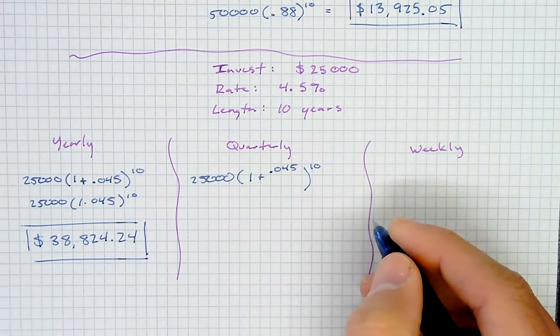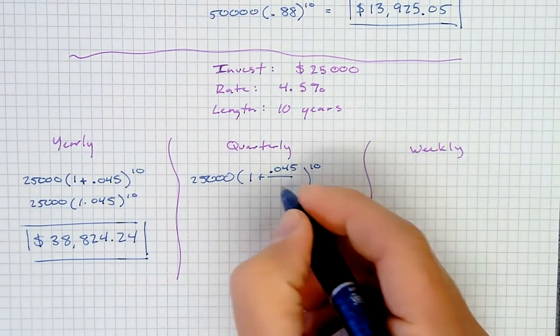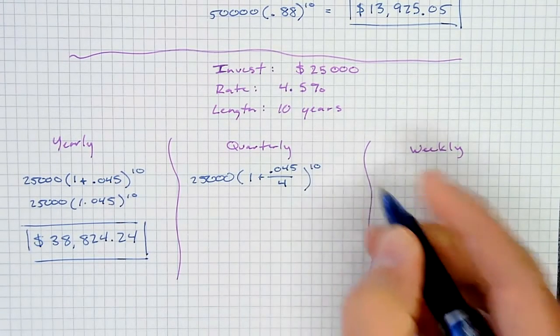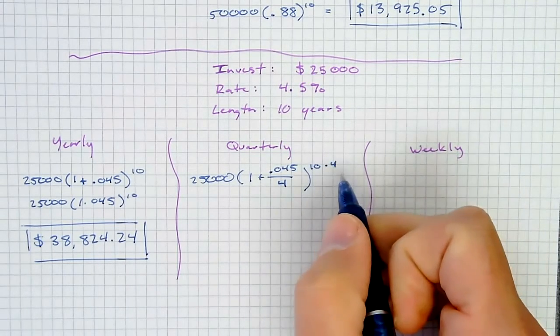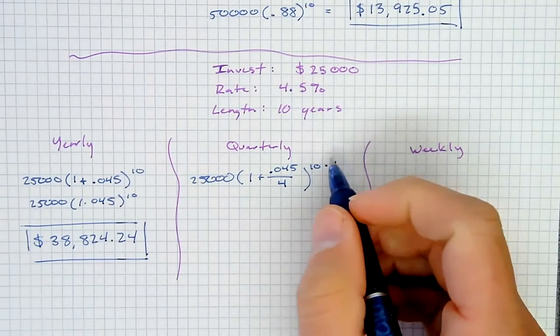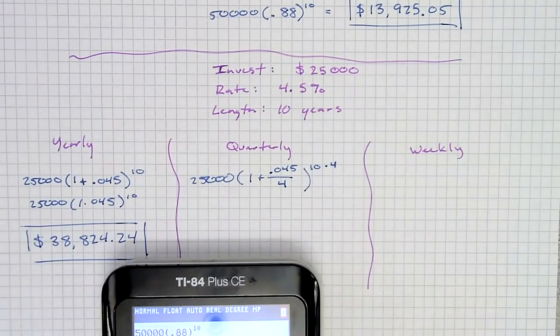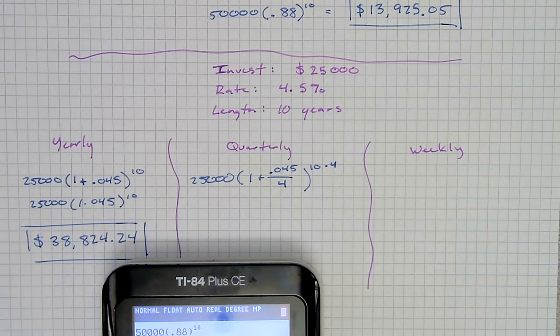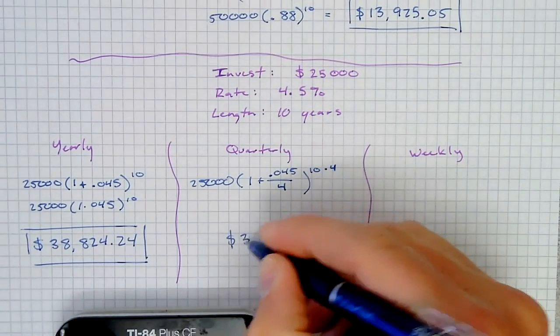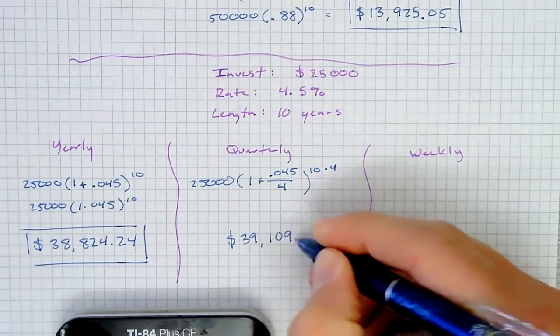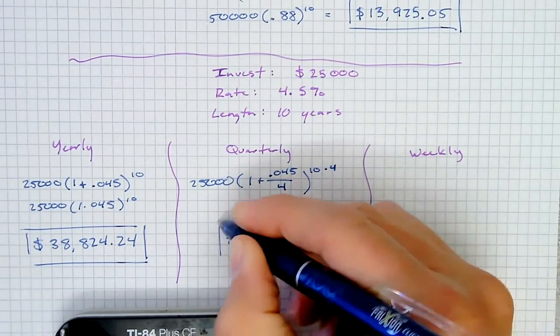Okay, if we are going to compound quarterly, that means we have to split up our interest rate by 4, and then we also need to multiply our exponent by 4 as well. I'm just going to put it into one big equation here. It should have gotten a value of $39,109.42.